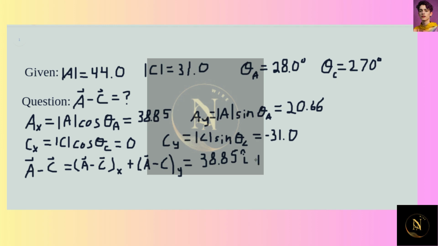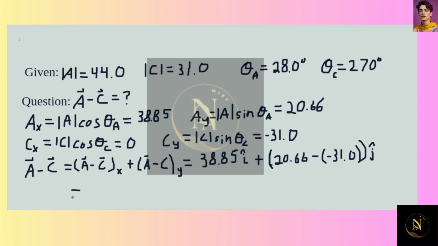Okay. Plus AY minus CY. So AY is 20.66 minus CY, which is minus 31. So this is minus 31. Okay. And all of this is in the y direction, or also commonly written as j hat direction.